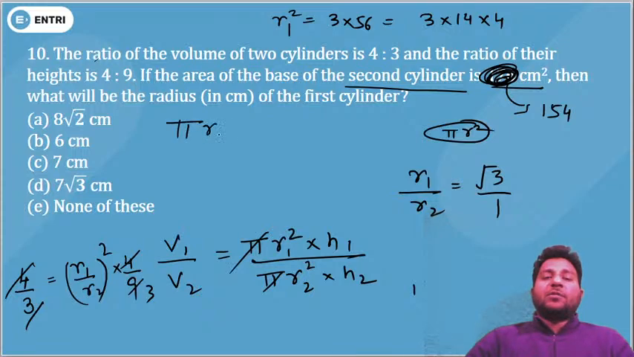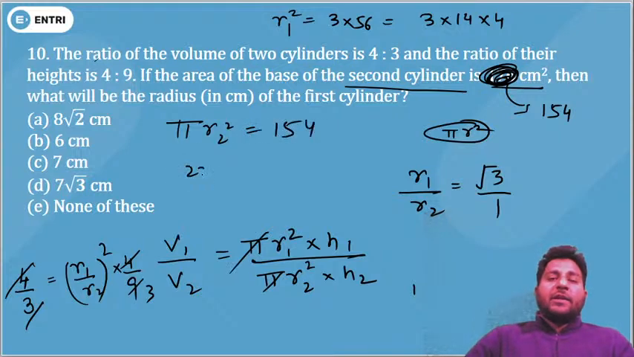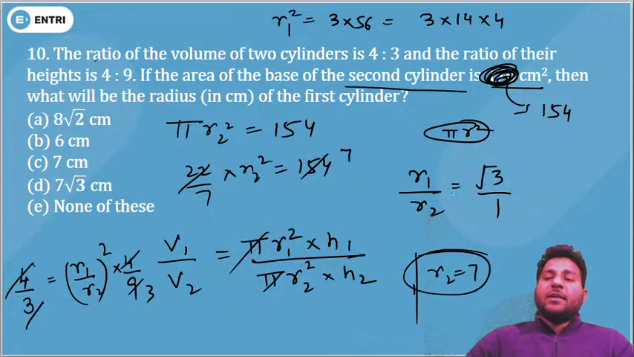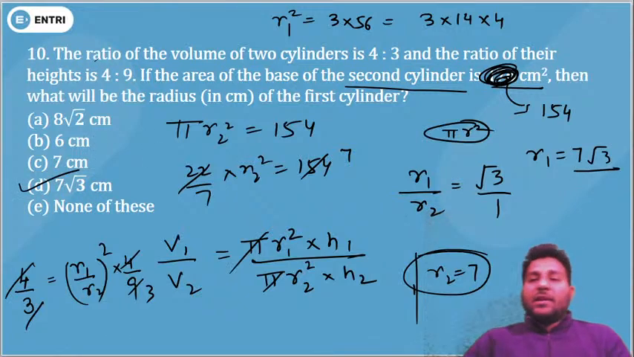Look, just make a correction, that pi r2 square equals what? 154, and you'll have your answer. So clearly 22 by 7 into r2 square is equal to 154. So the value of r2 is 7. Alright, so if the value of r2 is 7, that means the value of r1 is 7 root 3. So your option D will be the correct one. The answer was not matching, so that's why we have to make an adjustment.